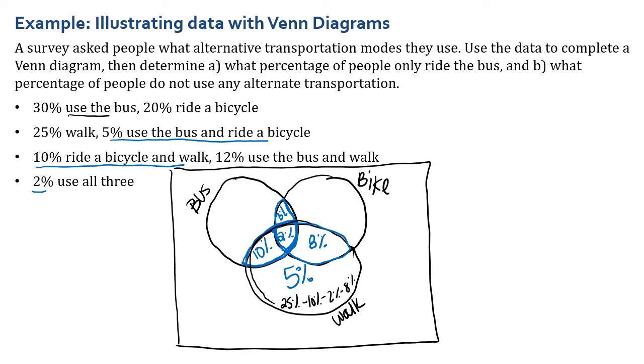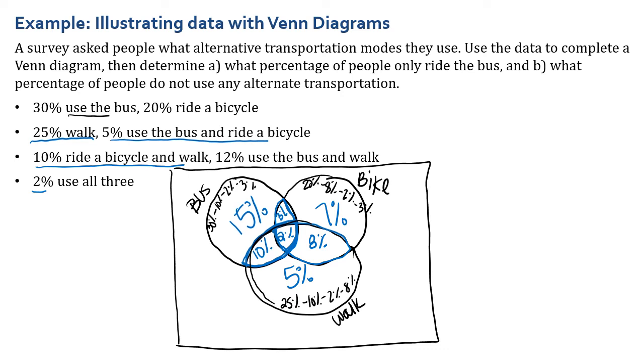So I've taken care of that. Using the bus, 30% of people use the bus. So I've already taken care of, so take 30, subtract the 10, the 2, and the 3% that I've already taken care of, and that's going to leave me with 15% that only ride the bus. And then for the bike, 20% ride a bike. So take that 20% and let's subtract what we've already covered, 8%, 2%, and 3%, and that leaves us with 7%.